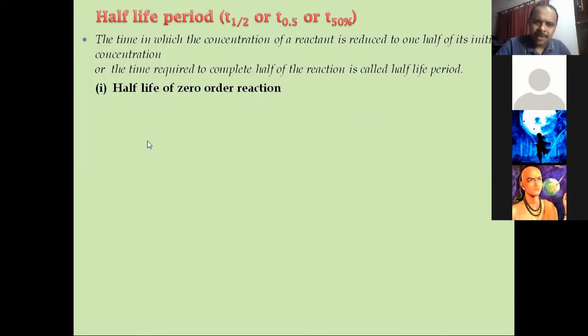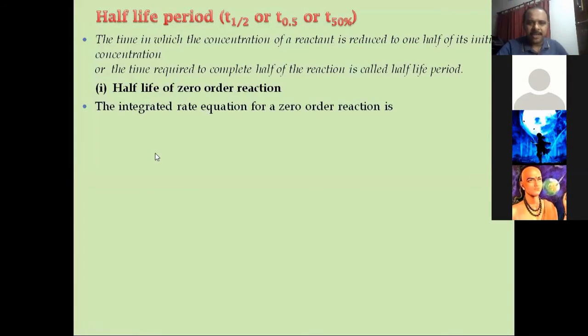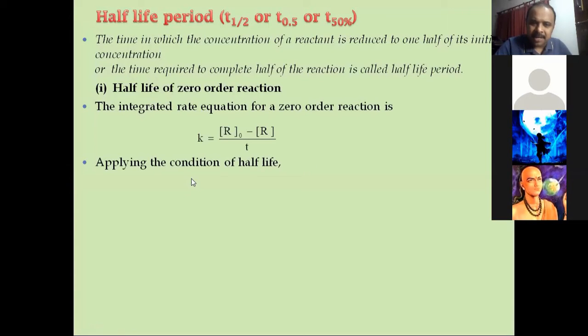What do we do? We take the integrated rate equation for zero and first order, incorporate the condition of half-life in the reaction. Then you get the expression for half-life. We do that now. Half-life of a zero order reaction. The integrated rate equation for zero order reaction is k = (R0 - R)/t. Applying the condition of half-life.